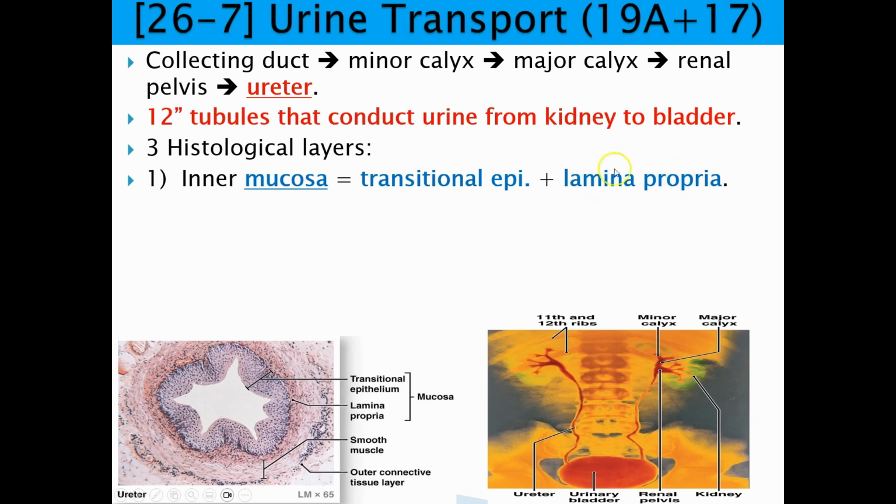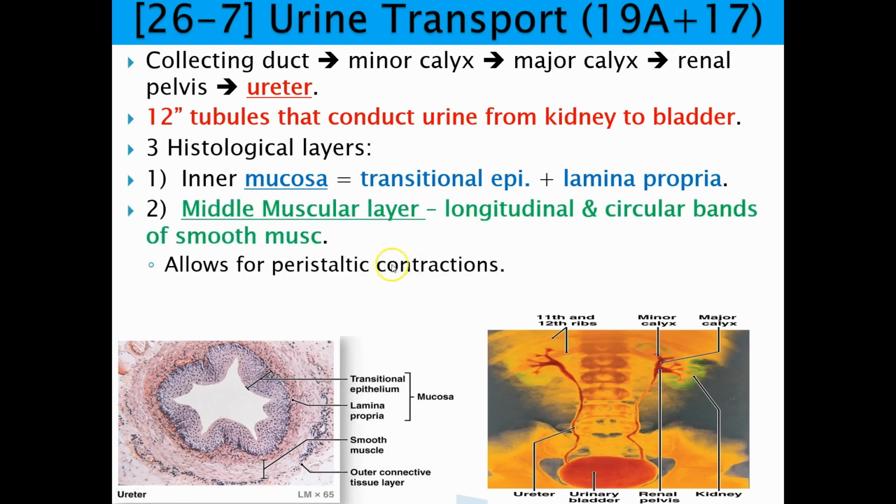Again, lamina propria is not epithelial tissue. It's part of the mucosa. This is strictly the epithelial tissue. So when I ask, what is the epithelial of the ureter? It's transitional. Now, notice that the middle layer is the muscular layer, and we can see that right there. Smooth muscle, that's the middle muscular layer.